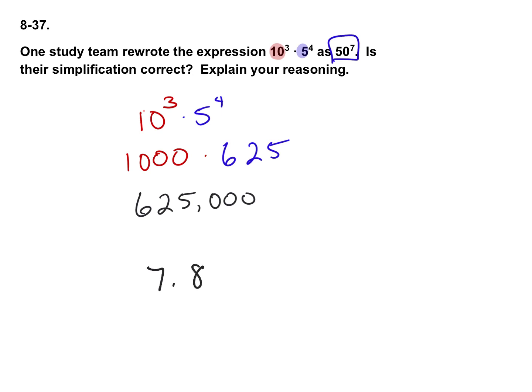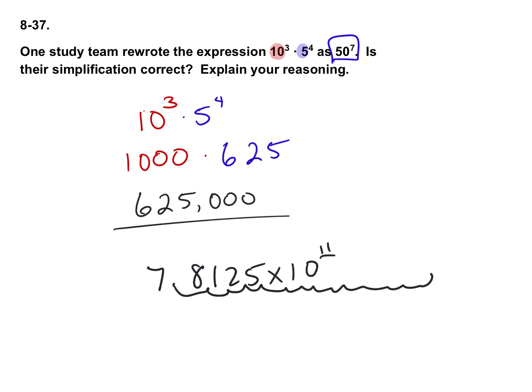That was 7.8125 times 10 to the 11th power. Remember, raising something times 10 to the 11th power means we would have to move this decimal 11 times. That's quite a bit bigger and different than 625,000. Okay? Do not multiply bases together. If they have different bases, you cannot combine them using these rules.